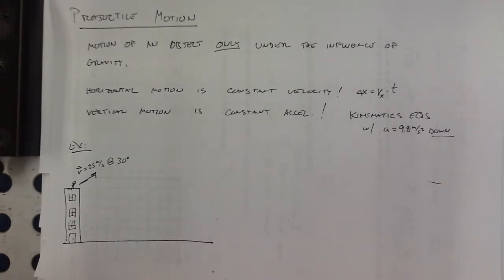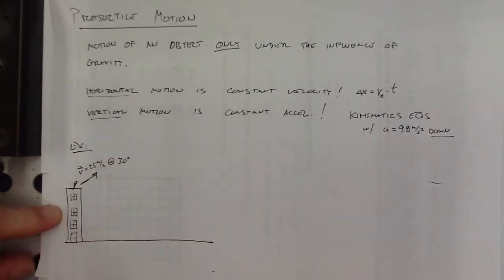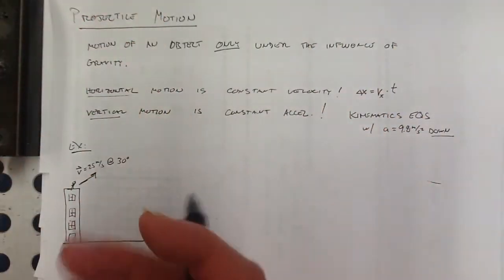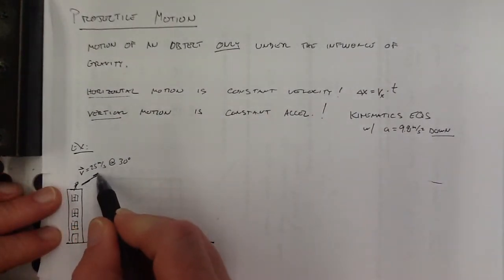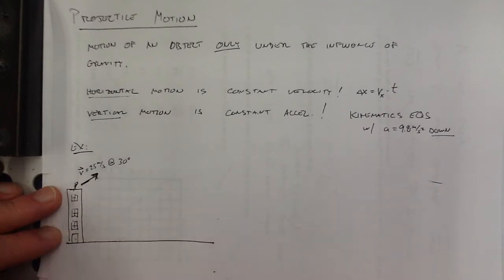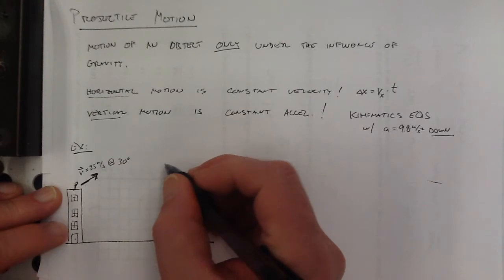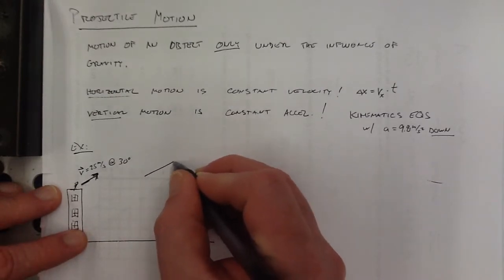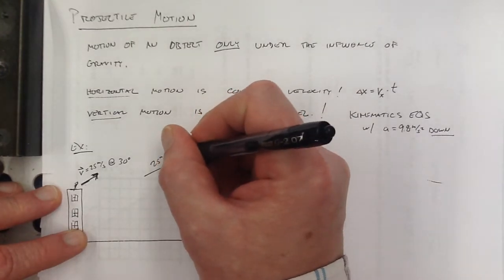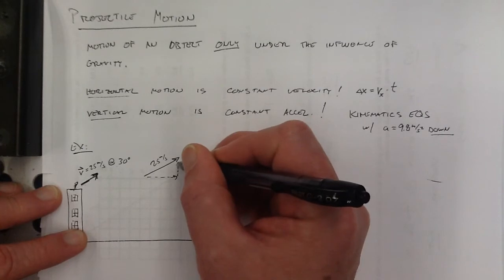So what do we do? Well, the first thing we need to do is recognize that the horizontal and vertical parts of this motion we are going to treat separately. And if we're going to do that, then this launch velocity here at this angle is not what we need. What we need is the components of that. So the first thing I need to do is take that launch velocity and break it up into its components.